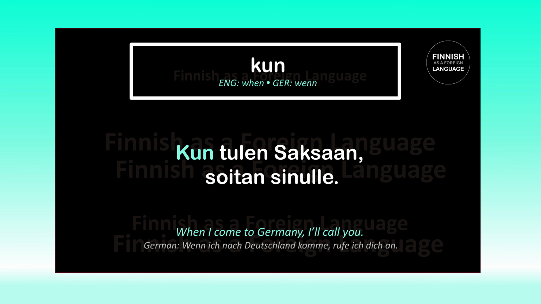Soitan means I will call or I call. It's the first person singular present tense of soittaa, which here means to call. And sinulle here is the allative case of sinä, which means you. Here we use the allative case because of the verb soittaa. So again, here our conjunction is kun, which means when. Let's repeat. Kun tulen Saksaan, soitan sinulle. When I'm coming to Germany, I'll call you.